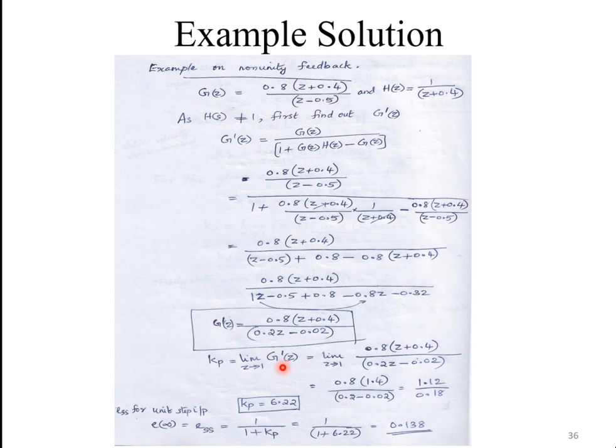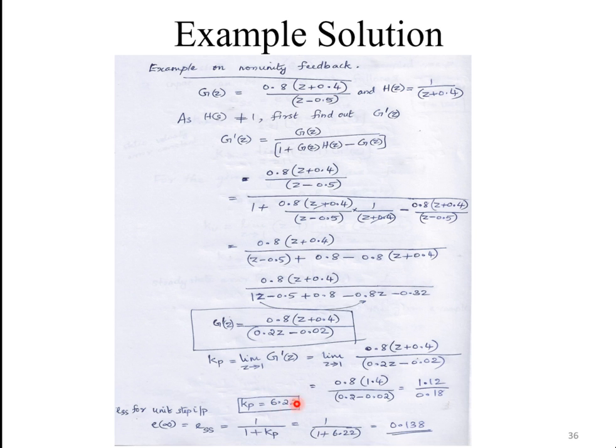So Kp is equal to limit Z tends to 1 G dash Z, that's equal to limit Z tends to 1, this is your G dash Z. Okay, so 0.8 into Z plus 0.4 by 0.2 Z minus 0.02. So you can see that you are getting a finite and non-zero value. So when you apply Z is equal to 1, it will be 1.4 in the numerator, 1.4 into 0.8, divided by in the denominator 0.2 into 1, that is 0.2 minus 0.02, that is 0.18, and the numerator is 1.12. When you do this, you will get Kp is equal to 6.22.